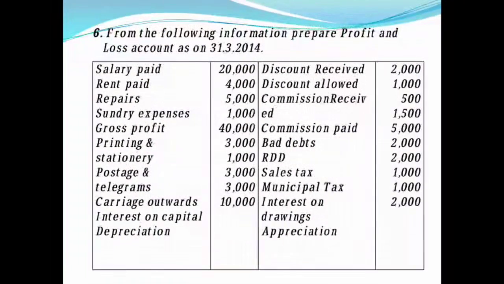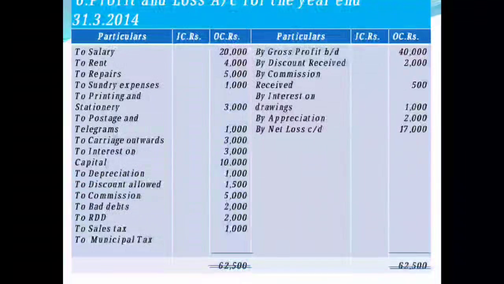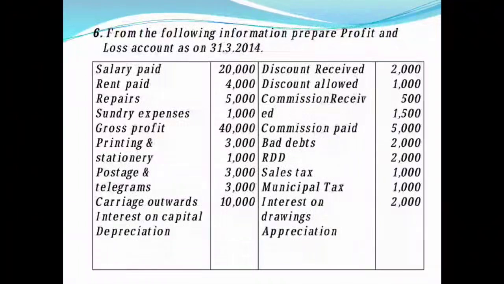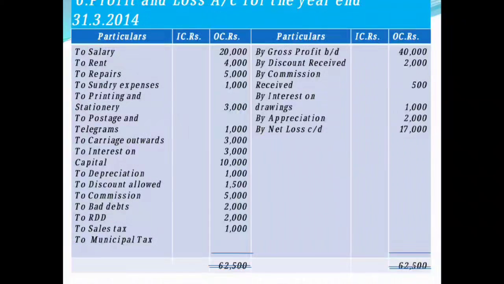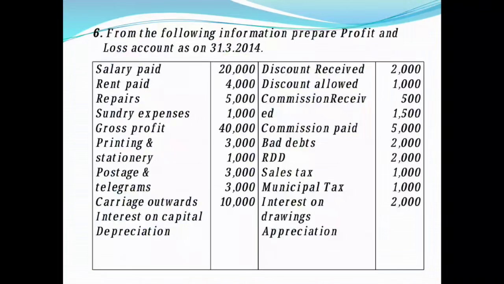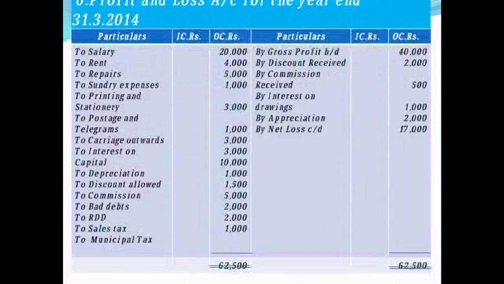Then repairs you have 5,000, again expense, so debit side to repairs rupees 5,000. The next you have sundry expenses rupees 1,000. Okay, so to sundry expenses rupees 1,000, debit side you are going to record it. The next you have gross profit rupees 40,000. Credit side you are going to record by gross profit brought down 40,000.